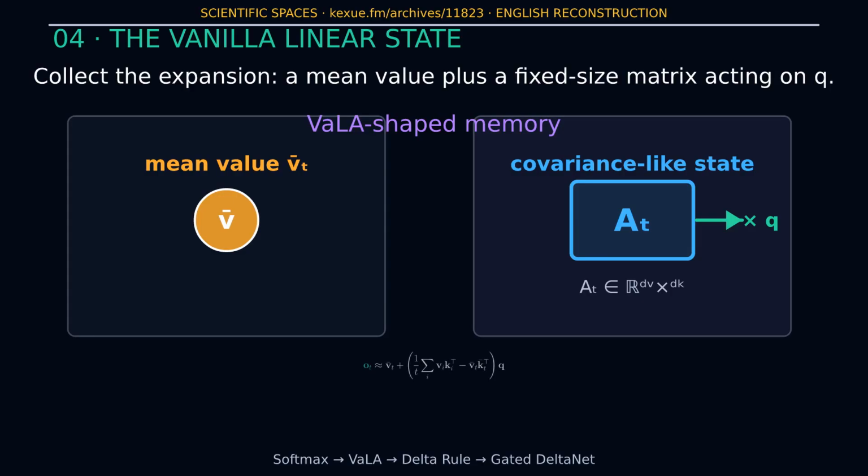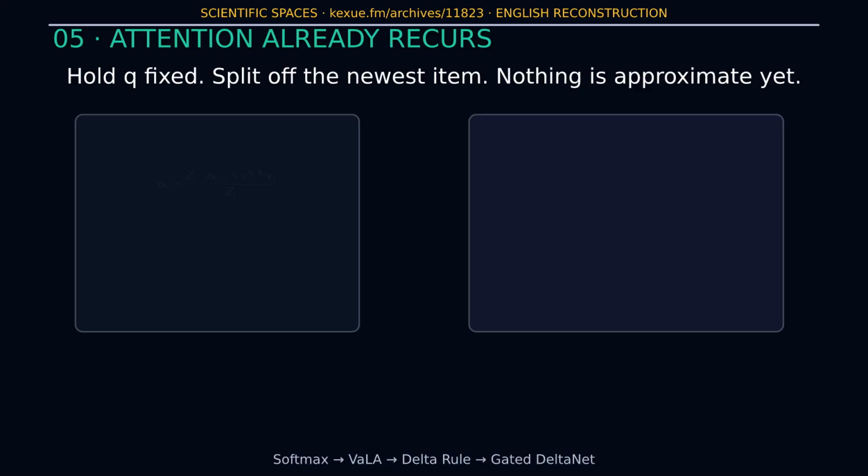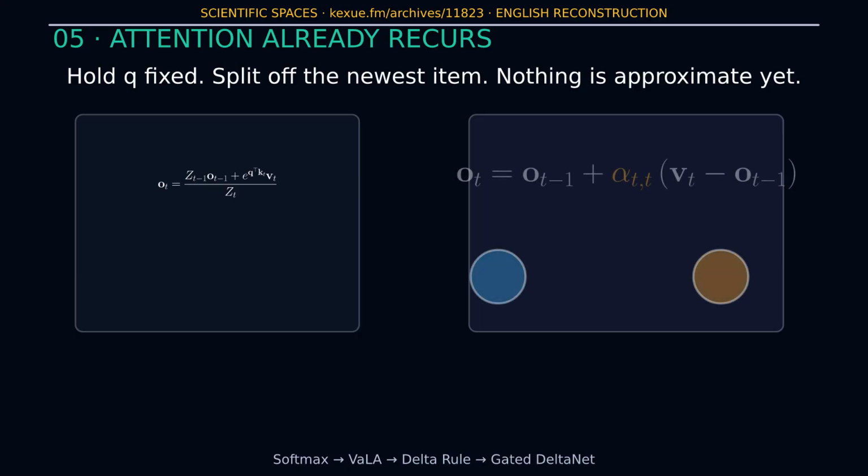We have linearized the readout, but we have not yet earned a delta rule. There is a more revealing route. Keep the softmax exact and separate the last item from the prefix. The old numerator is zt minus 1 times the old output. After division, the new output equals the old output plus alpha t,t times the prediction error, the new value minus the old output.